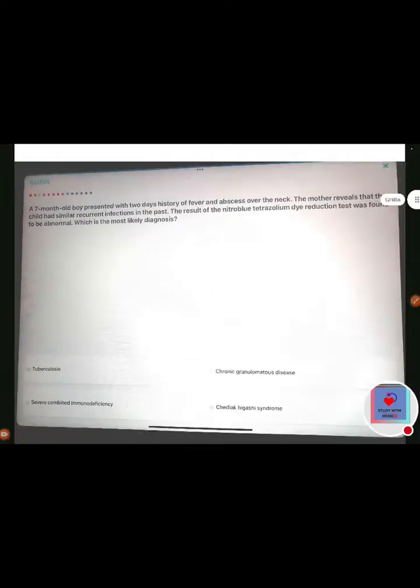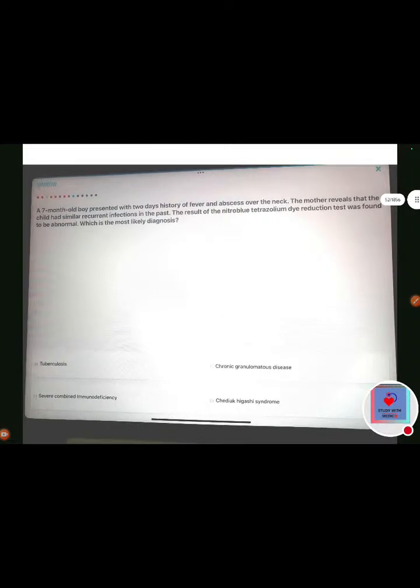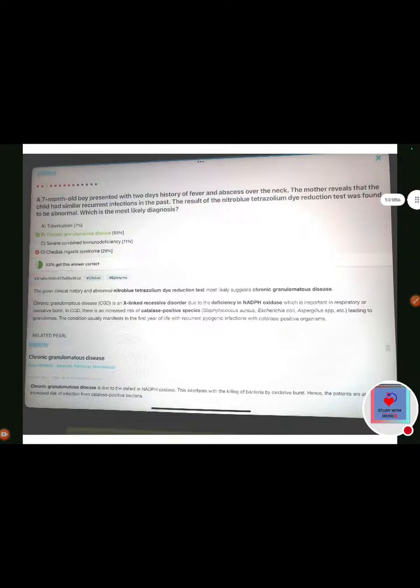A 7-month-old boy presented with a 2-day history of fever, and he has an abscess over the neck. The mother reveals that the child has had similar recurrent infections in the past. The result of the nitroblue tetrazolium dye reduction test was abnormal. What is the most likely diagnosis? It is chronic granulomatous disease, because he has recurrent abscesses.